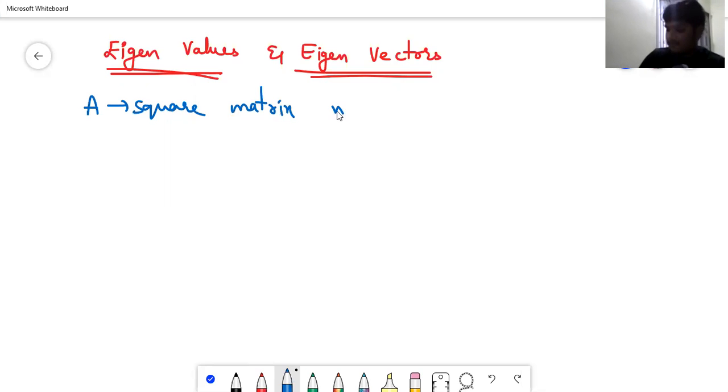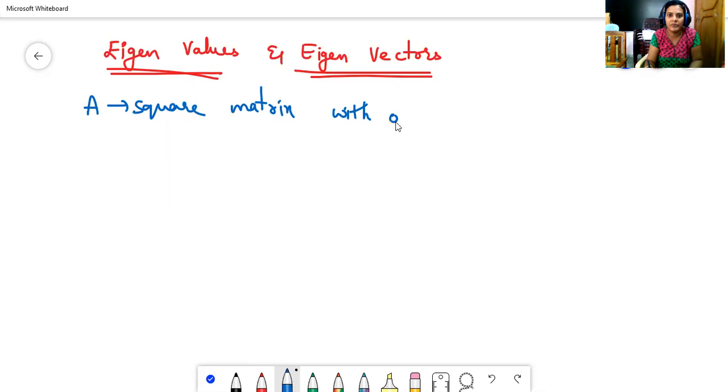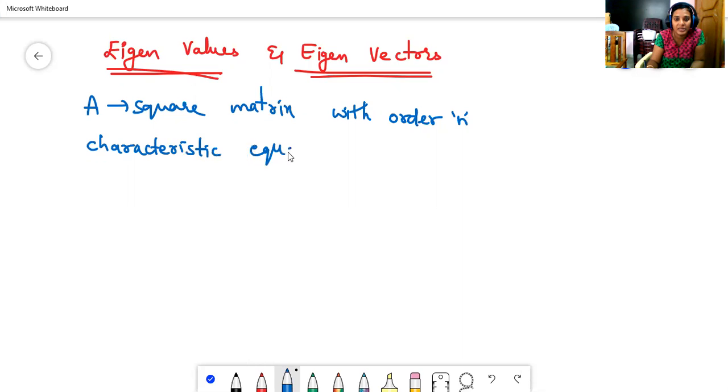With order n. Suppose I am taking, for example, either 2 or 3. Here, how to find the eigenvalues: the eigenvalues can be found by using the characteristic equation. The characteristic equation is determinant of A minus lambda I is equal to 0.